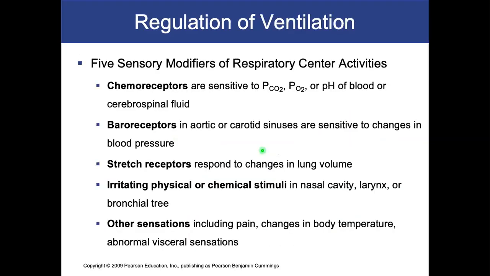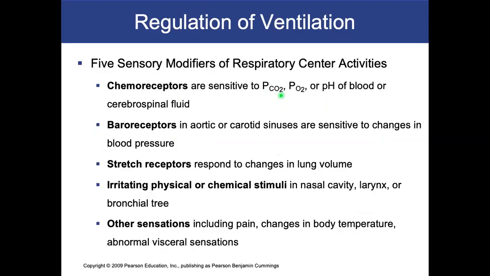For regulation of ventilation, there are 5 sensory modifiers of your respiratory centers. The big one that I want you to know, obviously, is your chemoreceptor reflex. Chemoreceptors are sensitive to CO2 levels, oxygen levels, or pH of blood. Chemoreceptors are your primary mechanism to breathe, based off of CO2.